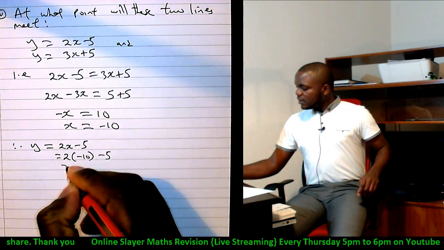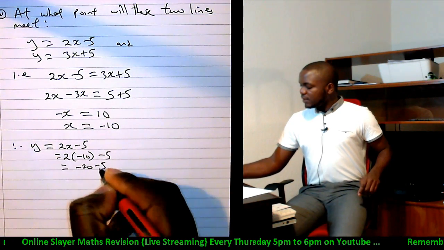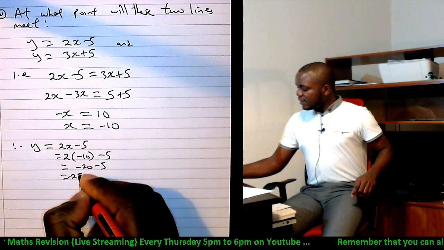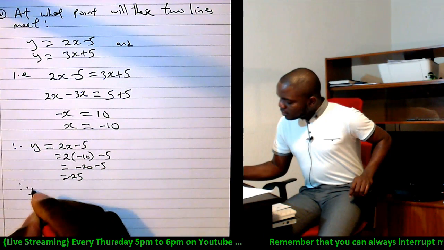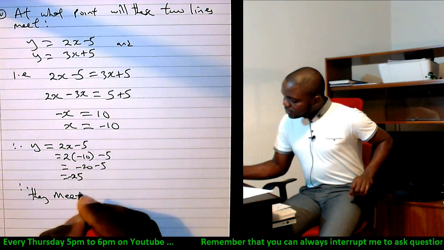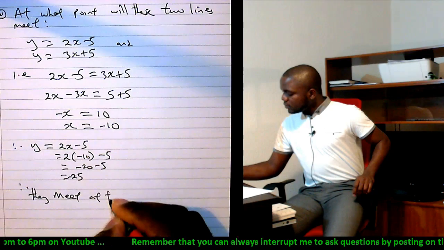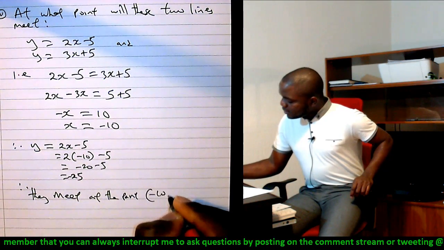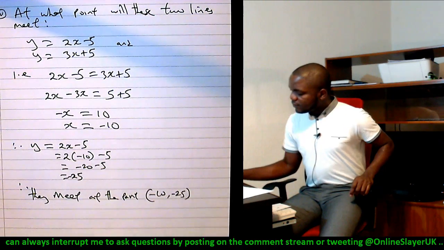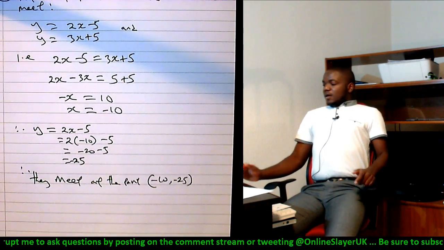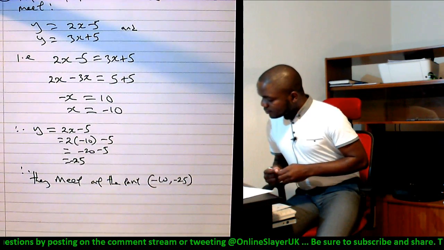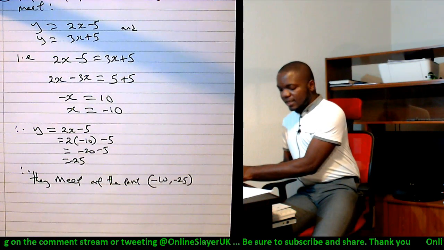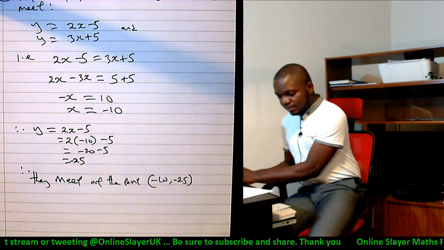Minus 5, which is minus 20 minus 5, minus 25. Therefore, they meet at the point minus 10, minus 25. Okay, now that is the end of that problem.